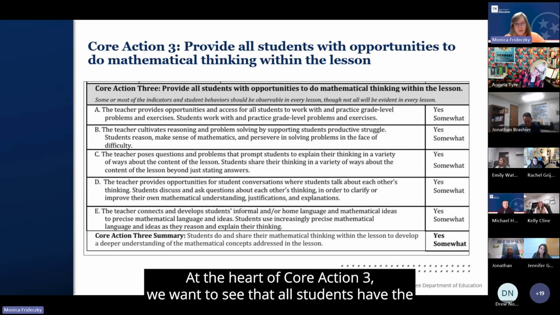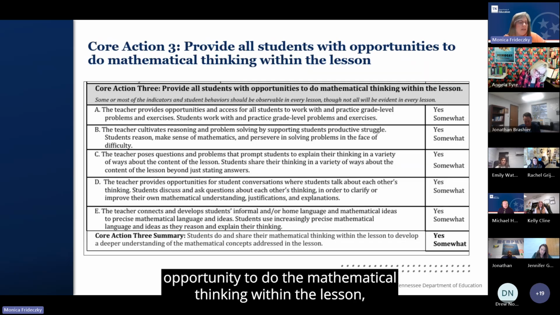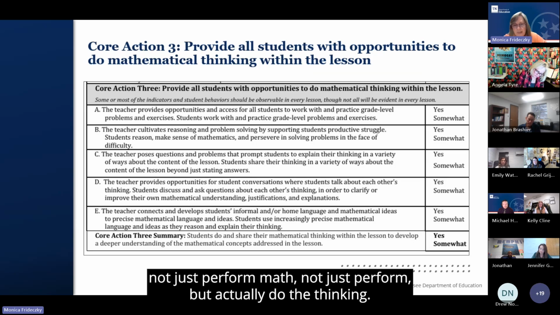At the heart of core action 3, we want to see that all students have the opportunity to do the mathematical thinking within the lesson, not just perform math. Not just perform, but actually do the thinking.